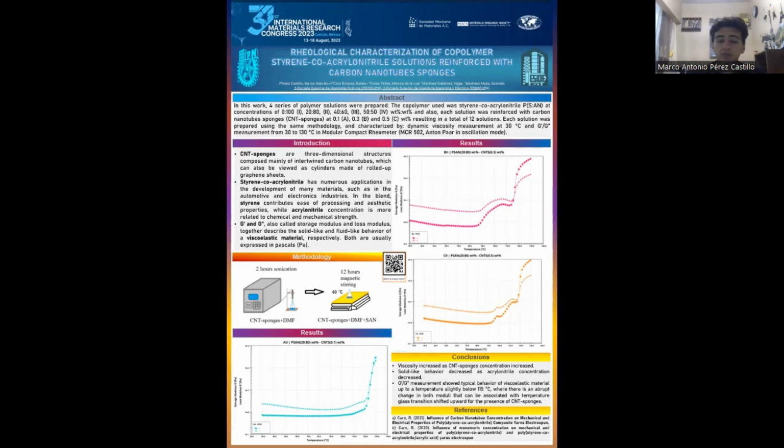The addition of the sponges was carried out in three different series. Series A with 0.1%, Series B with 0.3%, and Series C with 0.5%, all percentages by weight. Four solutions were prepared from each of them, just varying the composition of the copolymer added.